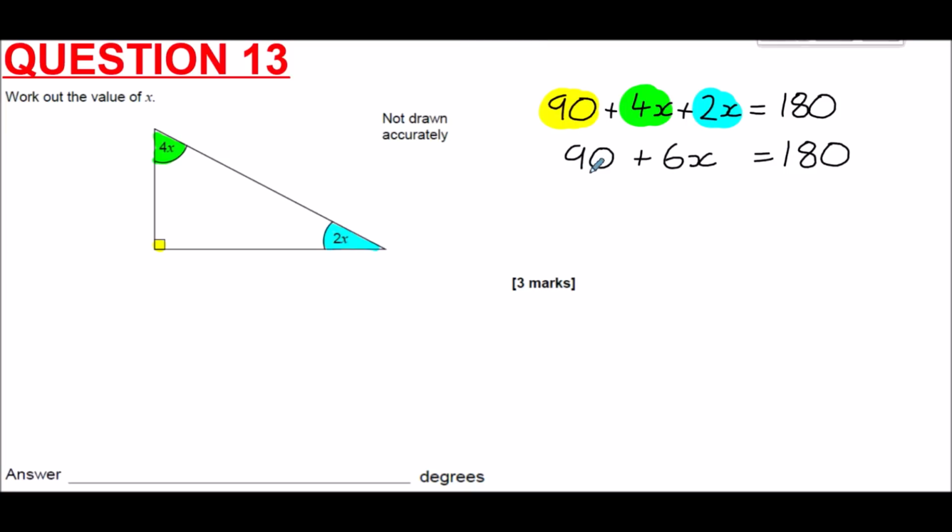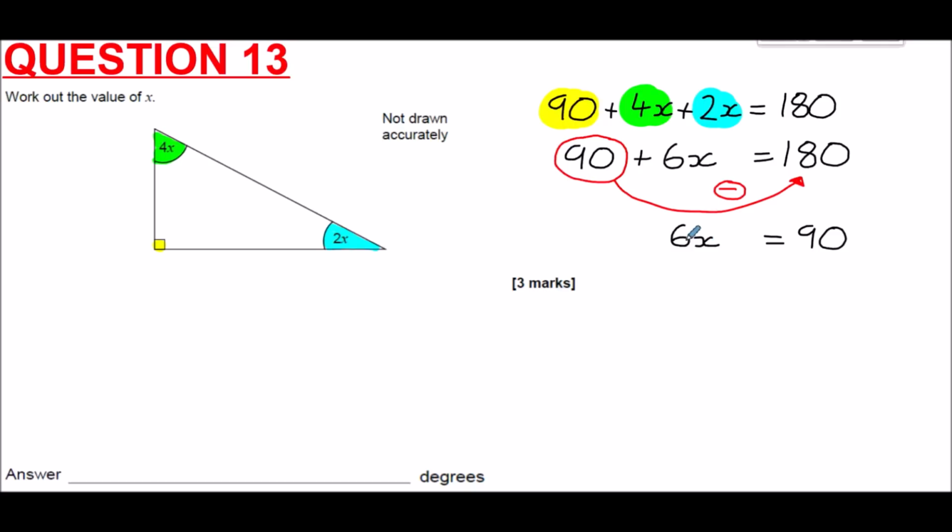So this 90 over here is a positive thing. And so if we move this 90 to the other side, if we swap it to the other side, we'll swap its sign. Opposite of positive 90 is minus 90. What we're doing really is just taking away 90 from both sides, but I often think of it as swap side, swap sign. So after moving that 90, we'd only have 6x left on the left-hand side of the equation. And over on this side, 180 take away 90 would leave us with just 90 left.